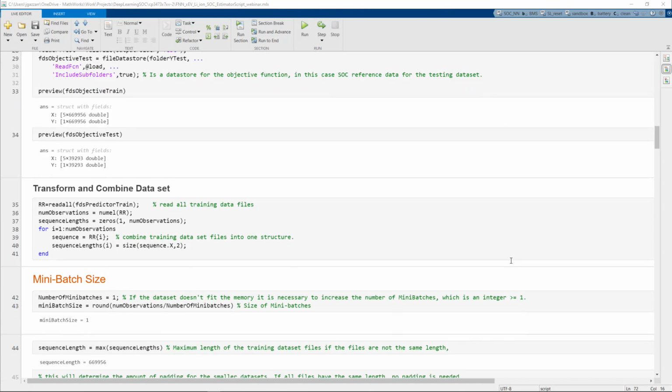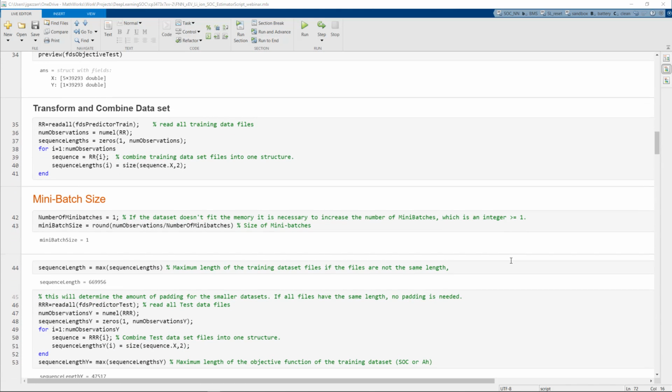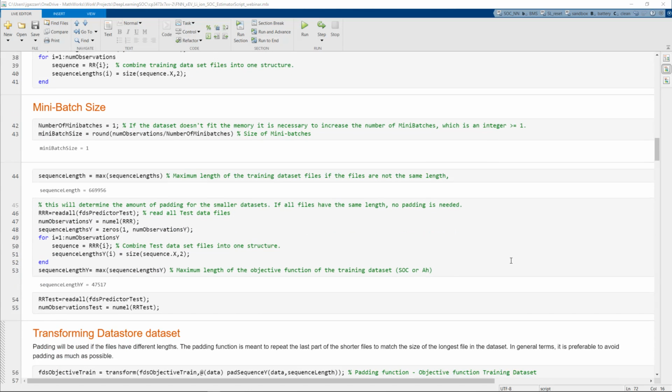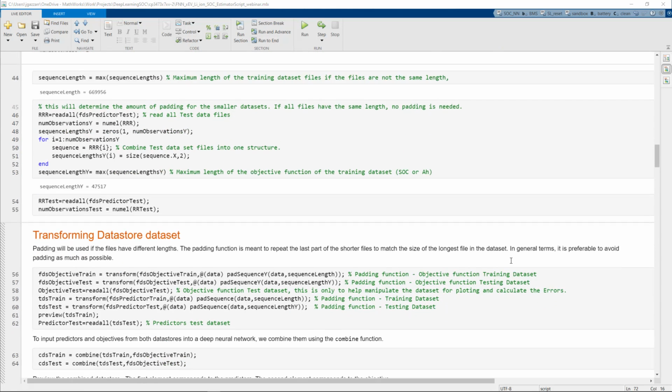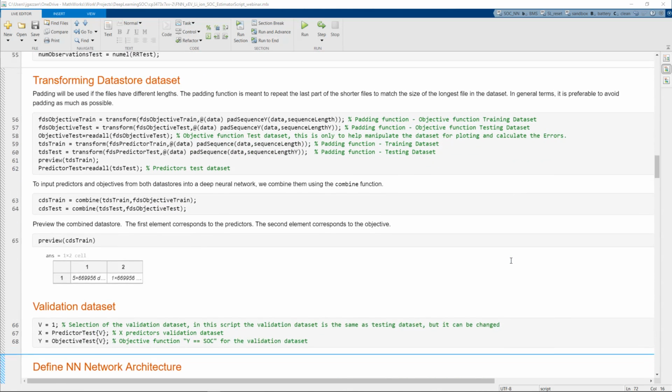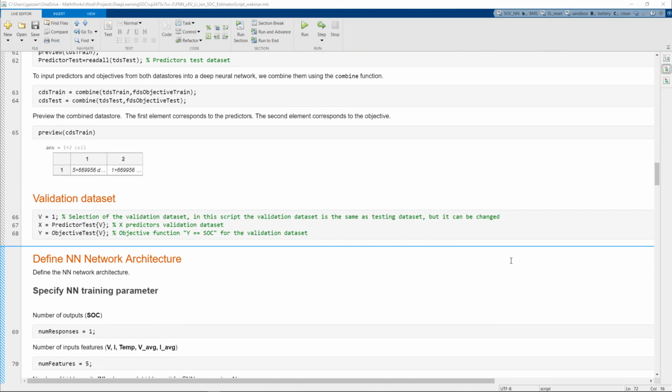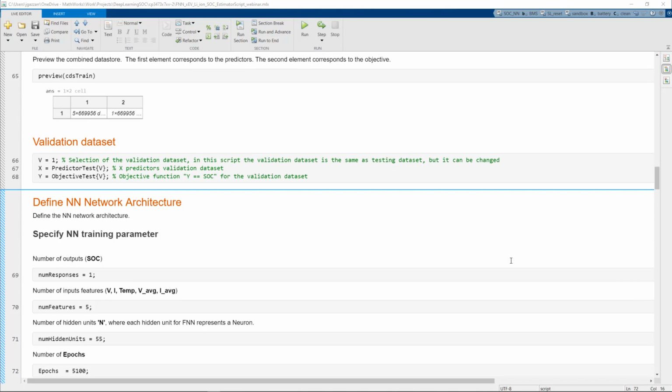Next, we combine all training datasets into one structure. Depending on the size of the training data, it may be necessary to split it into mini batches. This is not the case here, so we keep that equal to 1. The validation dataset is set to be the same as the testing dataset, but this can be changed.